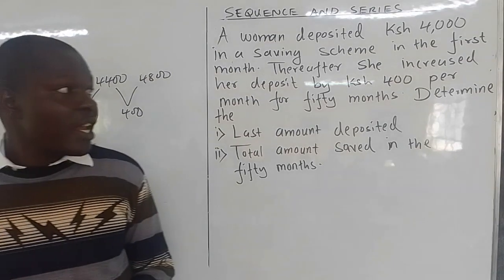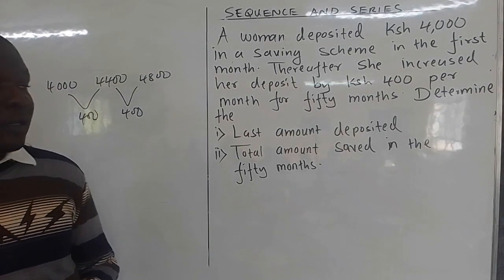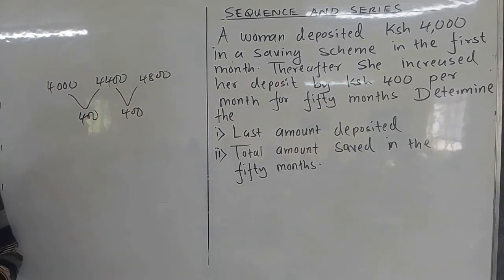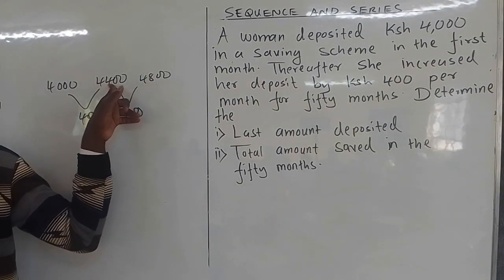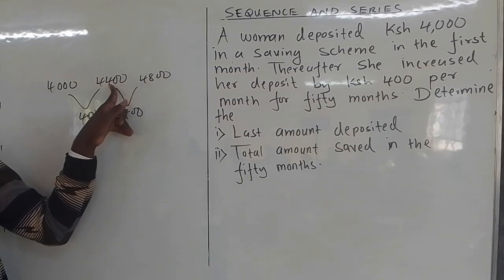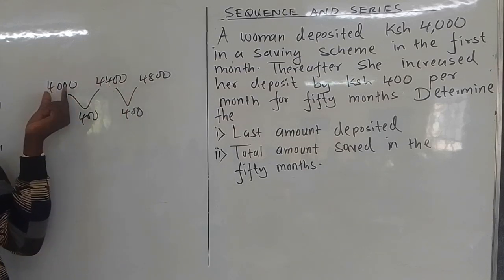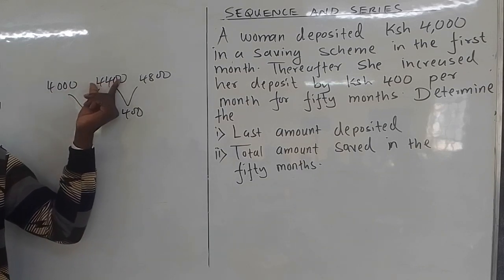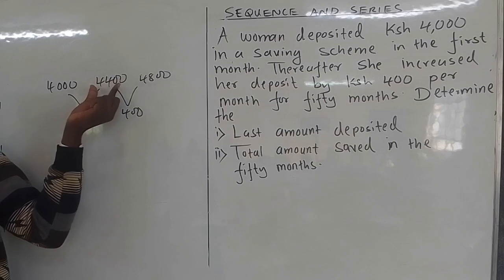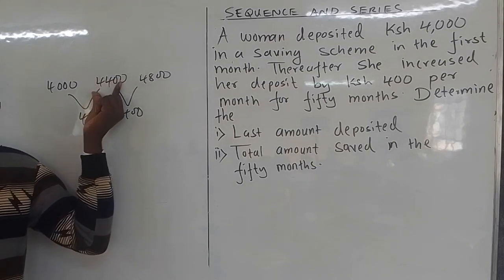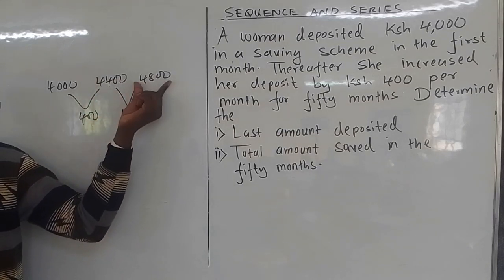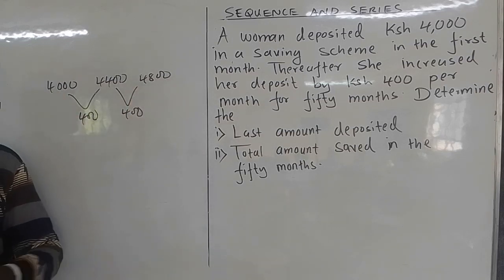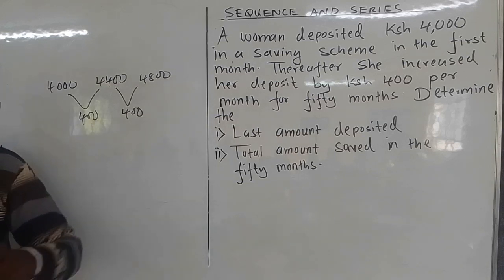So she increased her deposit by 400. What you are getting here is the amount at the end of the first month, because this is the initial deposit. At the end of the first month, this is the money in the account. At the end of the second month, this is the money in the account, because this is the initial deposit before the month starts, when she's starting with the deposit.